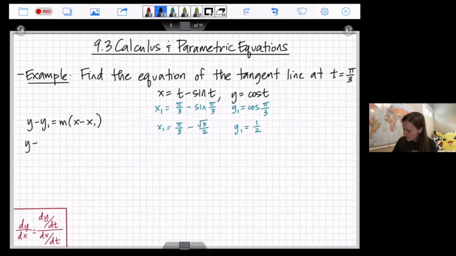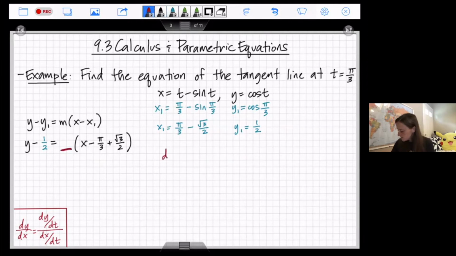We're going to have y minus 1/2, and then we're going to have a slope to put in here somewhere. And then we'll have x minus pi over 3. I'm subtracting both parts, so imagine you're subtracting pi over 3, and then you're going to subtract a negative root 3 over 2. So that's actually going to turn into plus root 3 over 2. We need to put the slope in here, whatever we find from the red box for our dy/dx. So let's find that next.